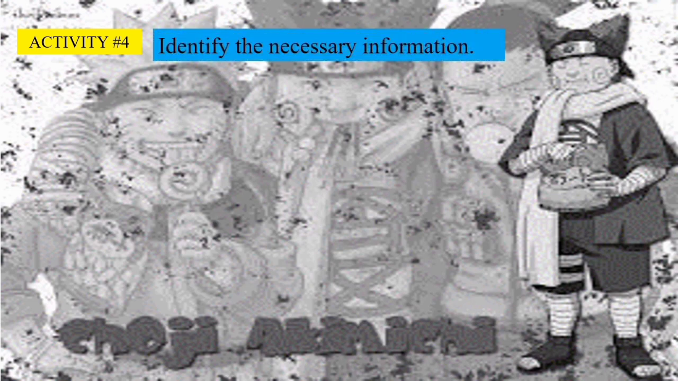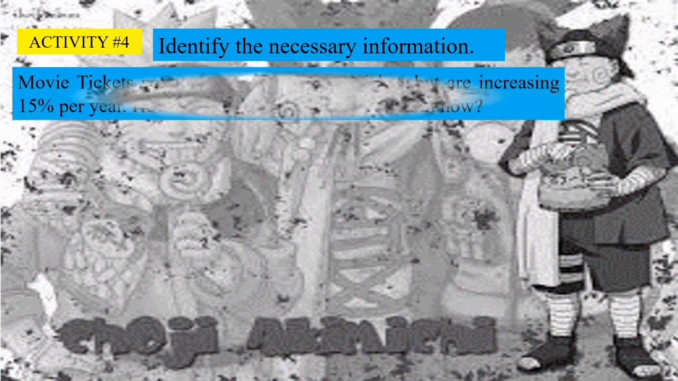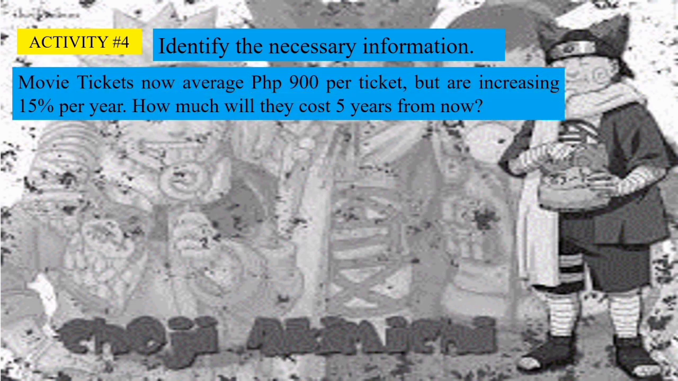Let's have activity number 4. Let's identify the necessary information. Let's have example number 1. Movie tickets now average of 900 pesos per ticket but are increasing 15% per year. How much will they cost 5 years from now?